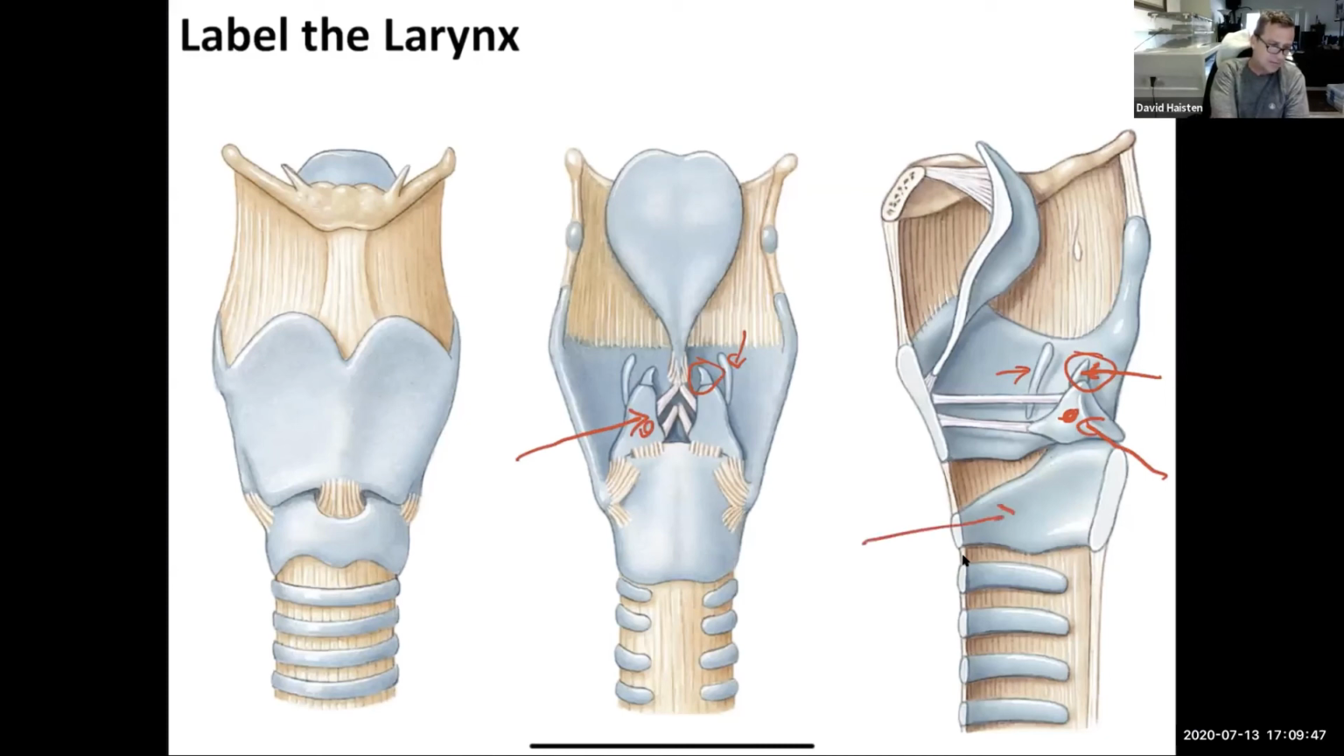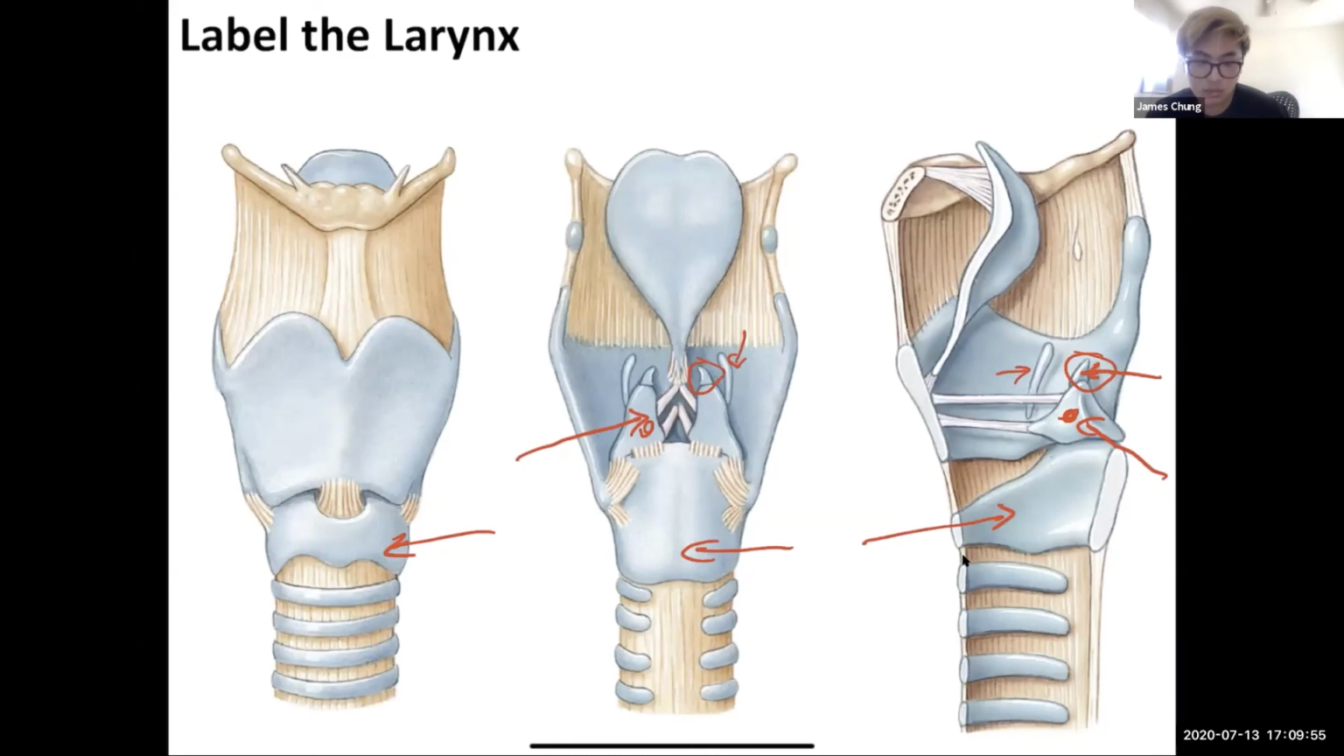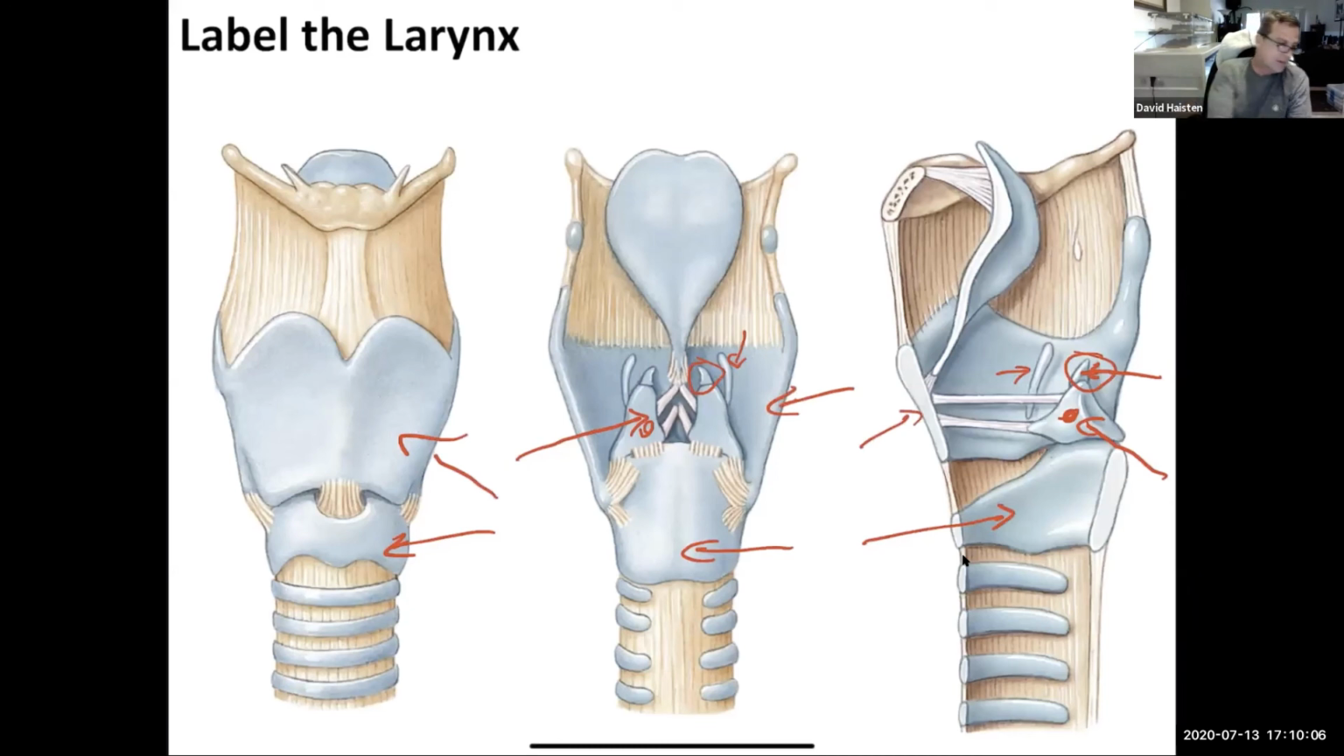Okay, this one? The cricoid cartilage? Yep. And this one? And the thyroid? Yeah. Now there's a region right here, a raised region. In a male, you can see it's quite prominent. It's called the Adam's apple.